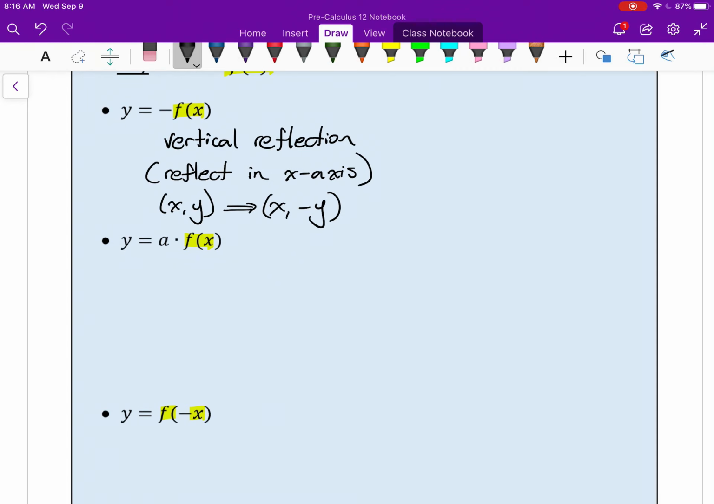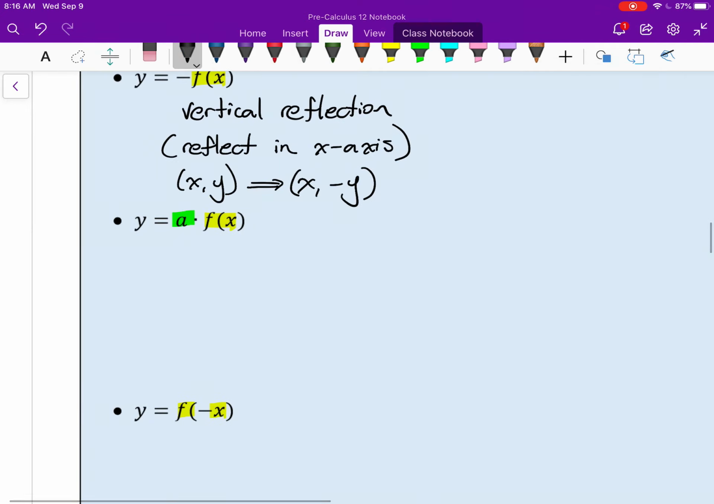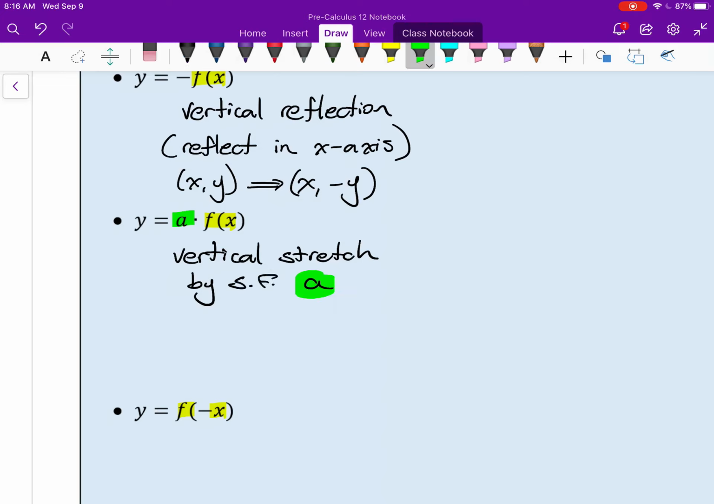What if you multiply the whole f of x by some value a? Well, if the whole function is being multiplied by it, it's always going to be a vertical stretch. Now, whether it's an expansion or compression, I can't tell because I don't know what a is, but I know it's going to be a vertical stretch of some sort. And I do know the scale factor: a scale factor of just a. Whatever a is, that's the scale factor. Hence, it's a bit more straightforward.